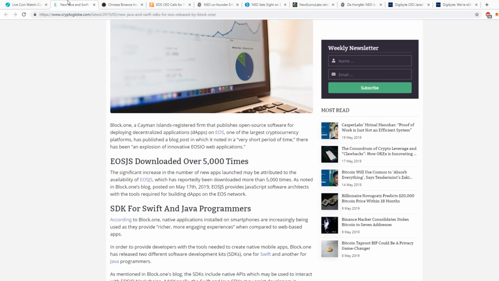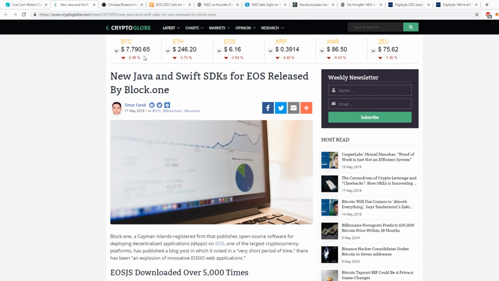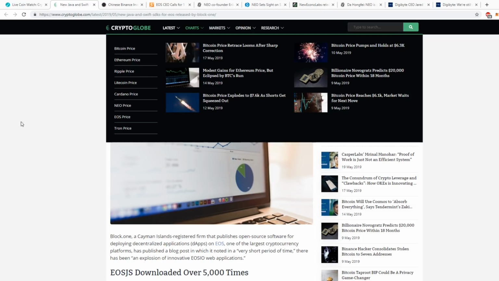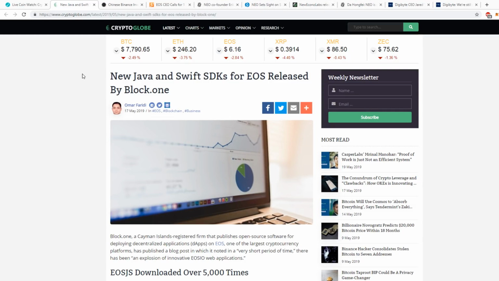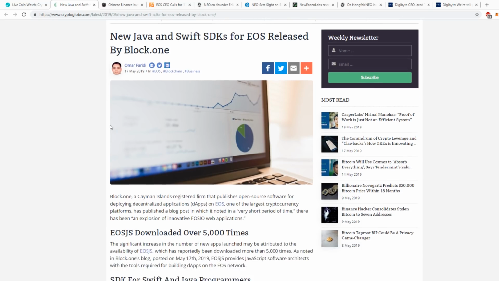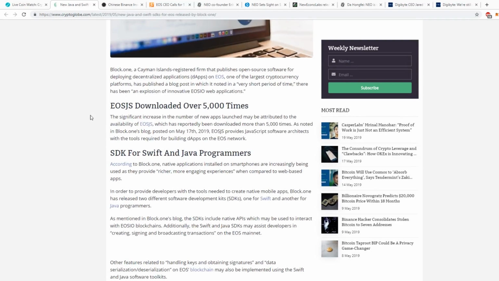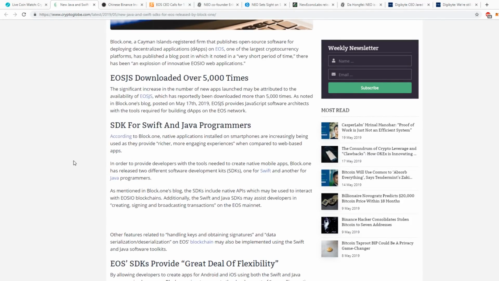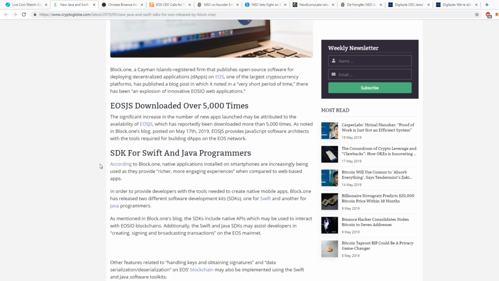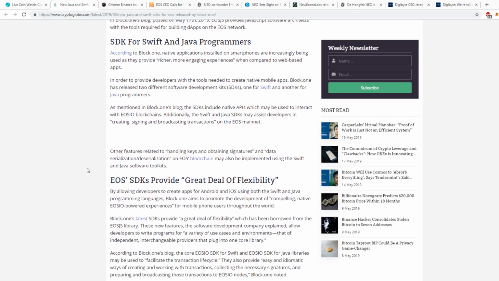That is it. So first off here, we're going to be talking about EOS, then NEO, and then Digibyte. New Java and Swift software development kits for EOS released by Block.one. What is really cool about these software development kits, which is what SDKs are, is that now they will actually get a lot more developers on EOS. I'm assuming here, I'm actually thinking that would be what happens.